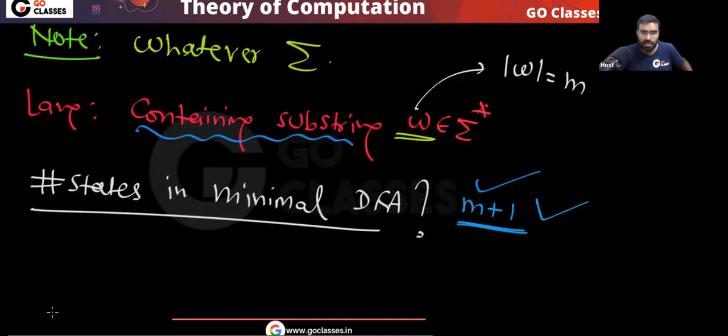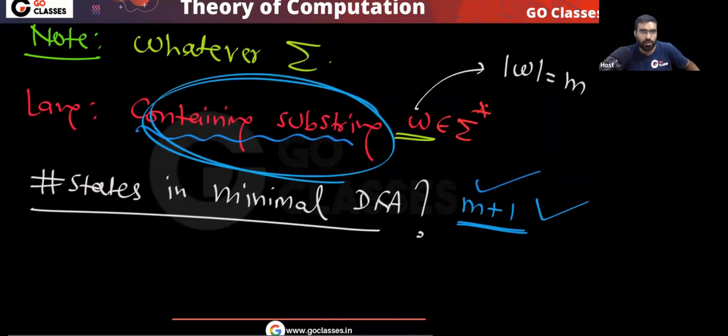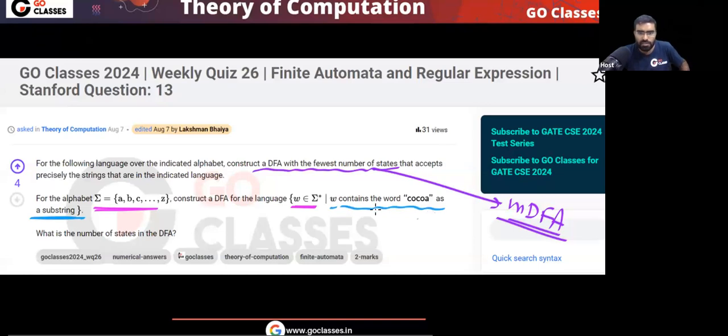So that is the reason: whatever alphabet you take, containing substring W, which comes from sigma star, if the length of W is M, then the number of states in the minimal DFA will be M plus 1. Remember, for this question, how much time will you take to say that the answer is 6?